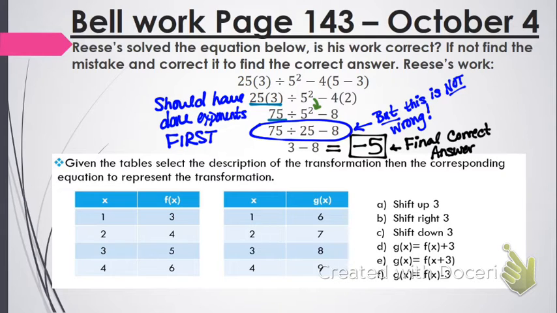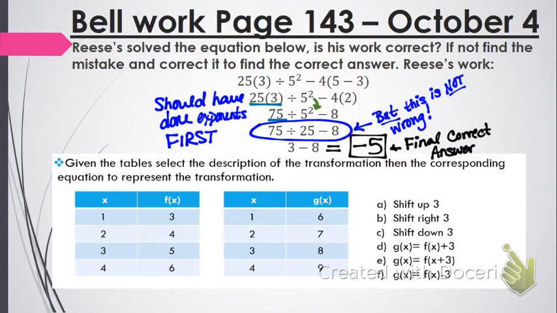So this is one that if I saw this on a test, I would give full points. I would probably still circle that and say, be careful here, but on this particular problem, doing that multiplication before they did the exponents didn't actually mess them up. All right, let's look at the second one down.